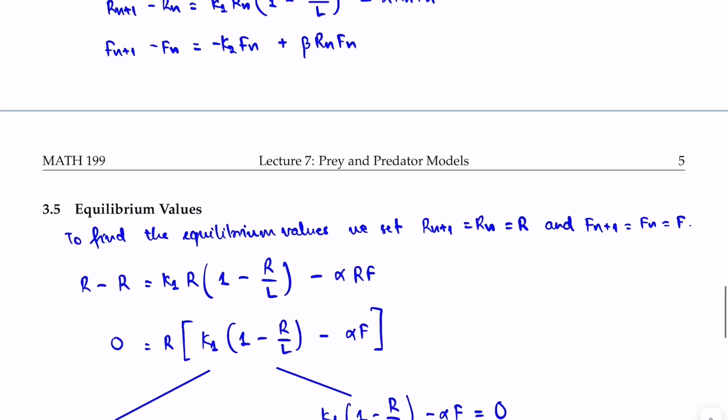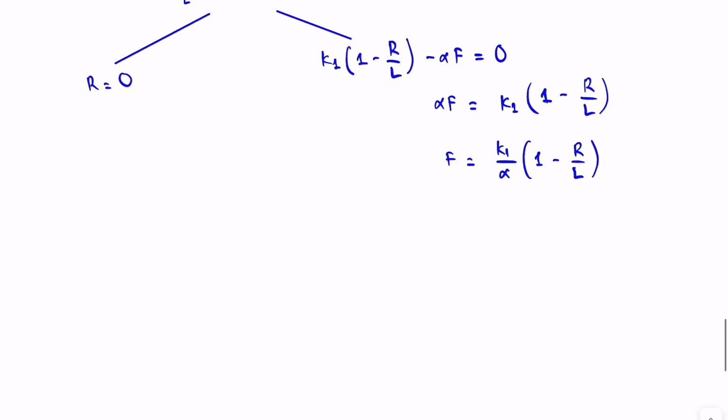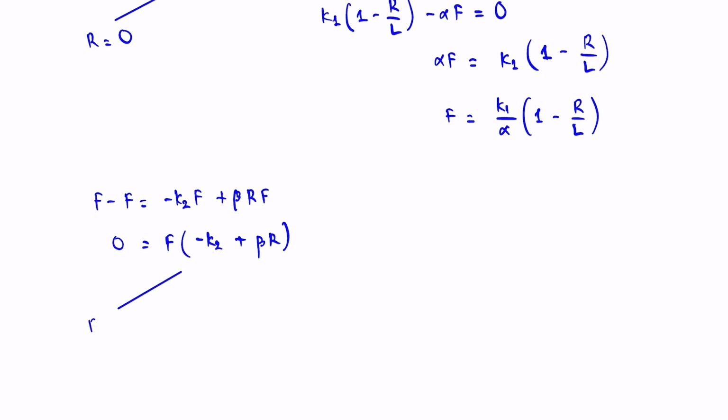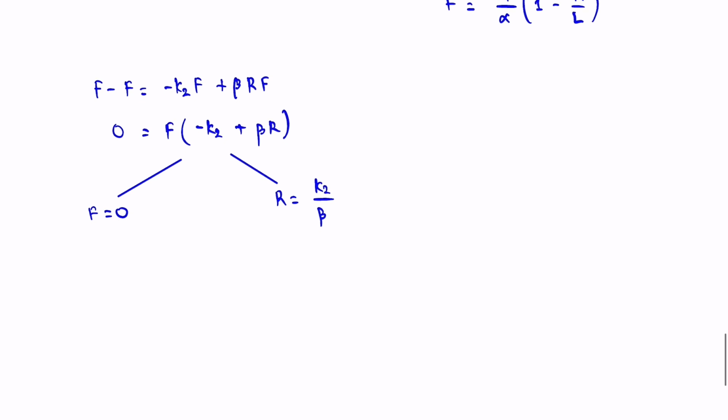So next we're going to substitute R and F into the second equation, and we get F minus F equal to negative K2 times F plus beta times R times F. On the left hand side you get 0, on the right hand side F is a common factor, and you're left with negative K2 plus beta times R. Here you get either F equal to 0 or R is equal to K2 over beta. So we also obtain two equilibrium values, or two equilibrium points.